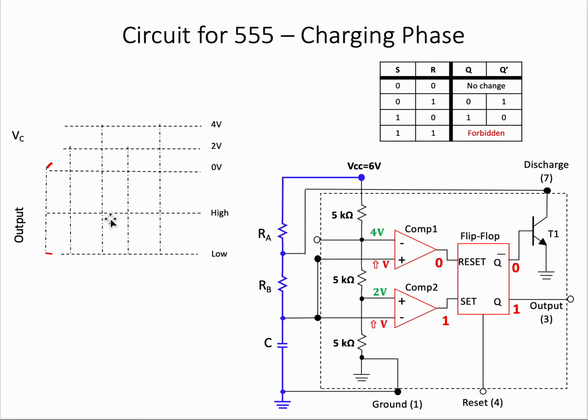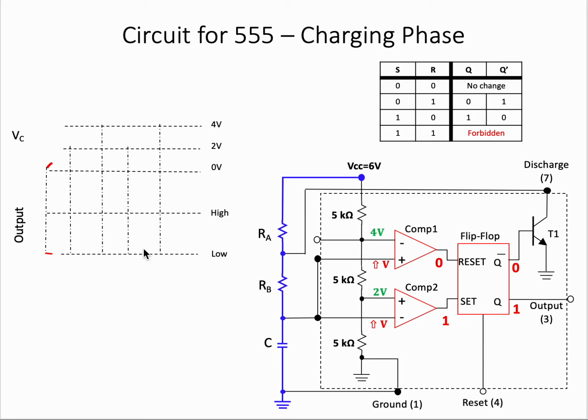To illustrate how the output depends on VC, the capacitor voltage, we also include another plot showing the output, which switches between high and low. Now let's break the timing operation into steps. Actually, we have 3 steps, the steps of charging and discharging of the capacitor: an initial phase, a charging phase, and a discharging phase.